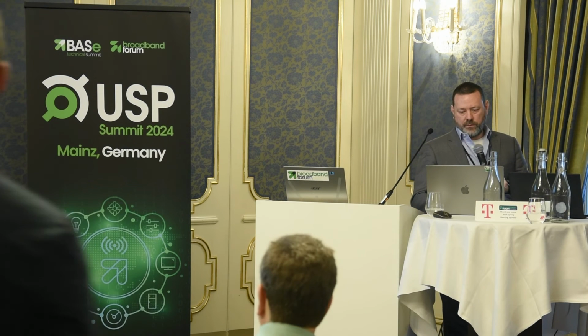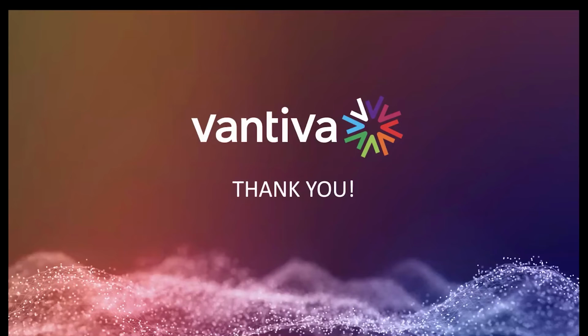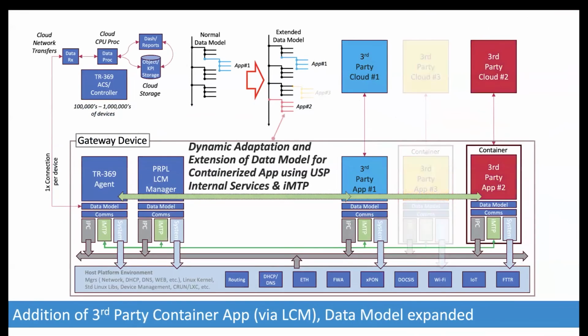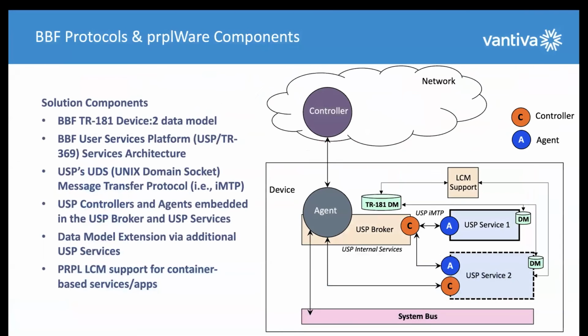Great question. You would not need MQTT. One of the reasons, and let me go back to one of the slides here, is the USP IMTP, the UDS message transfer protocol. So you don't need MQTT. You would use Unix domain sockets for that communication between your application and the broker.